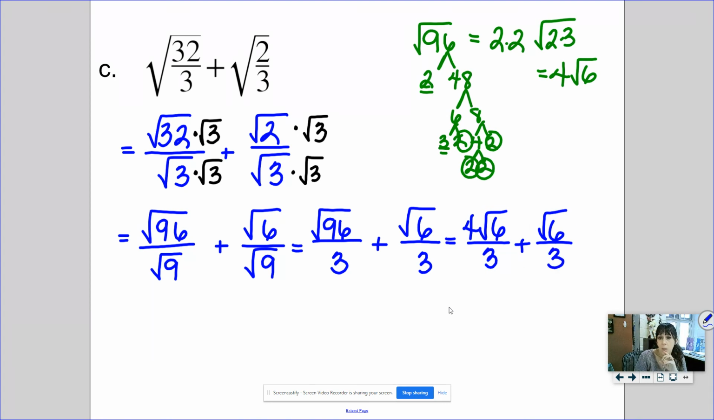Now we're finally to the part where we can do something. So on the top, do you see how these are both like radicals? This one over here doesn't have a coefficient, but you could put a 1 there. And because we do have a common denominator of 3, we are allowed to add the tops together so long as they are like radicals, which they are. So add the coefficients, and you get 5 radical 6 over 3. That's a pretty tough question.